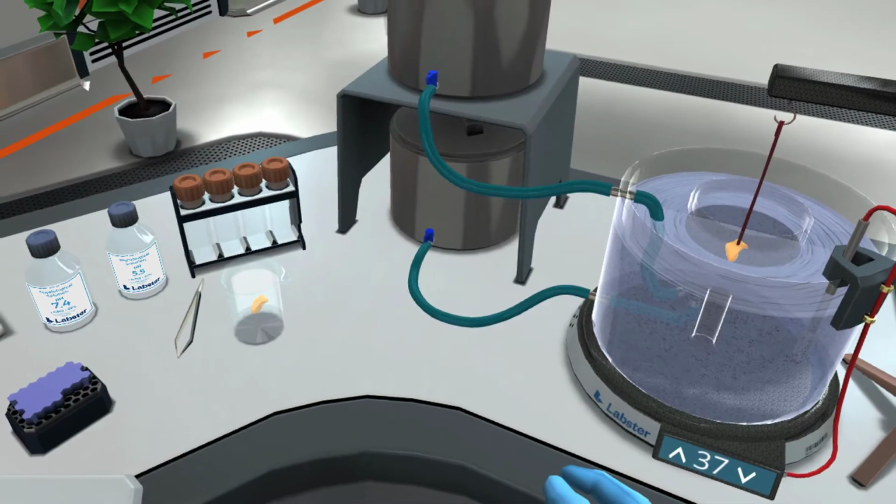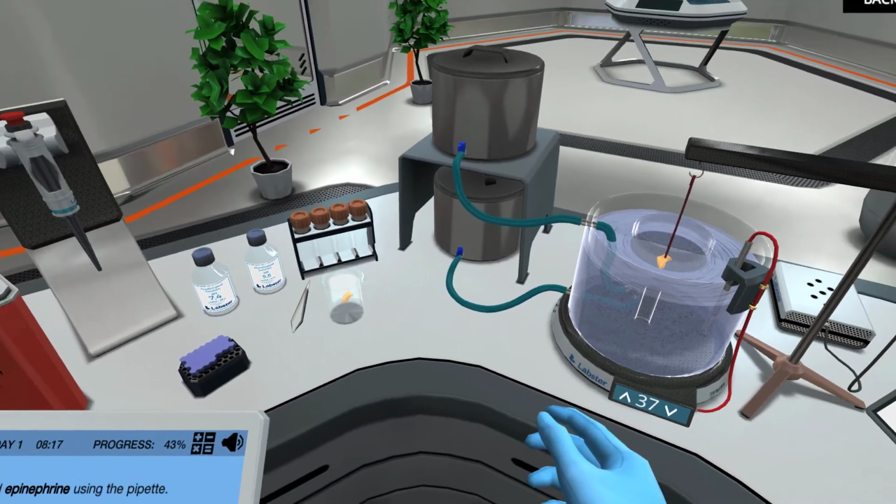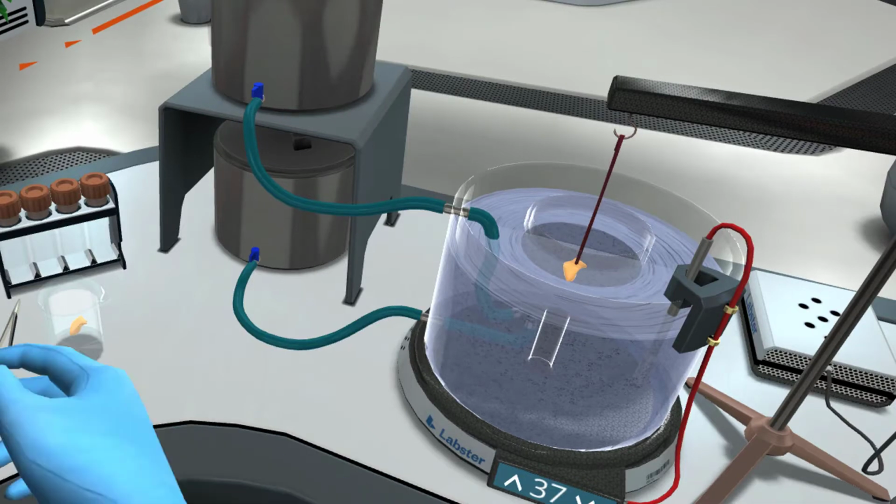Interesting thought, human. Let's add epinephrine to the sample to see if your hypothesis is correct. Add epinephrine using the pipette.